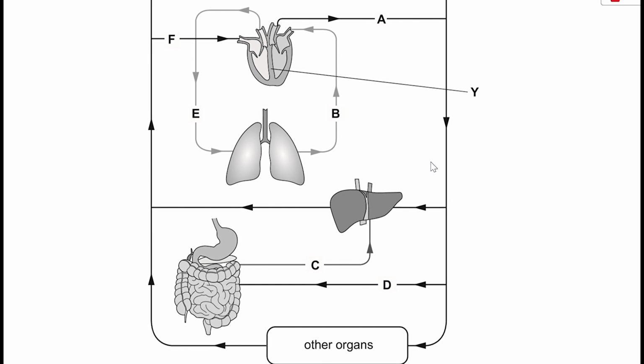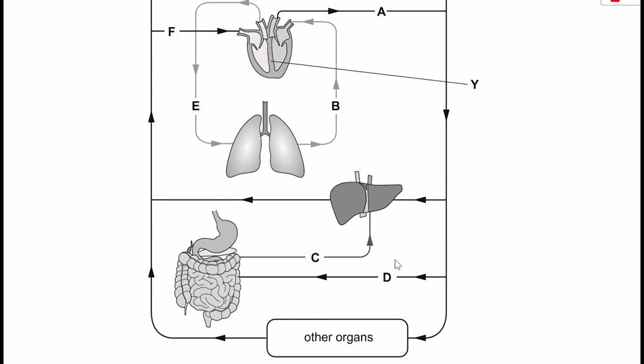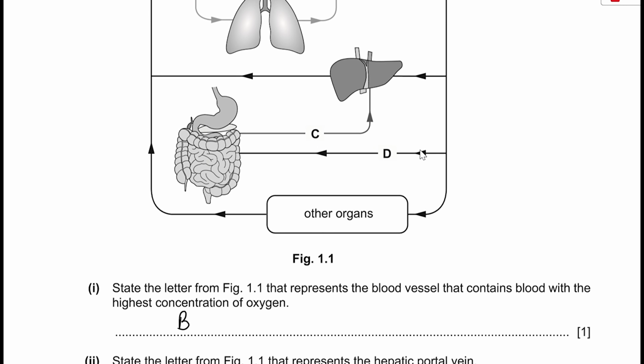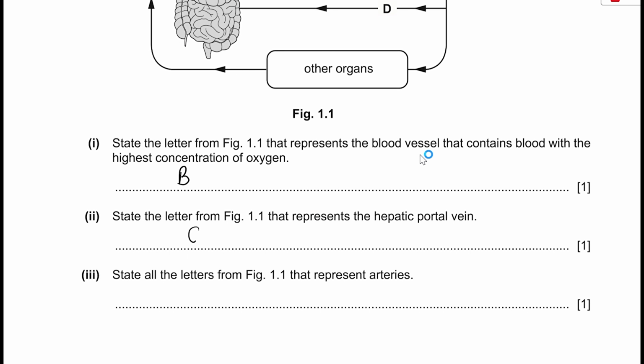We have this one here, D. It's definitely going away from the heart. We have this one here, E. It's also going away from the heart. So you can see A is away from the heart, E is away from the heart, D is going away from the heart. So all these could be representing what? Arteries. So say A, D, E. These ones here represent arteries.